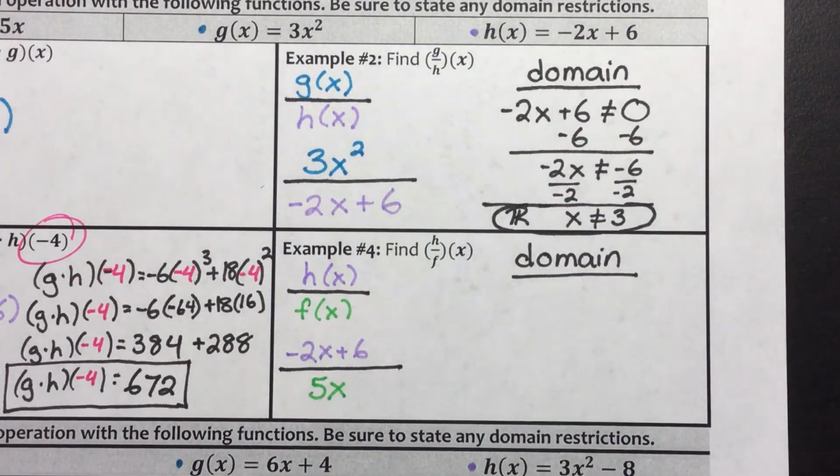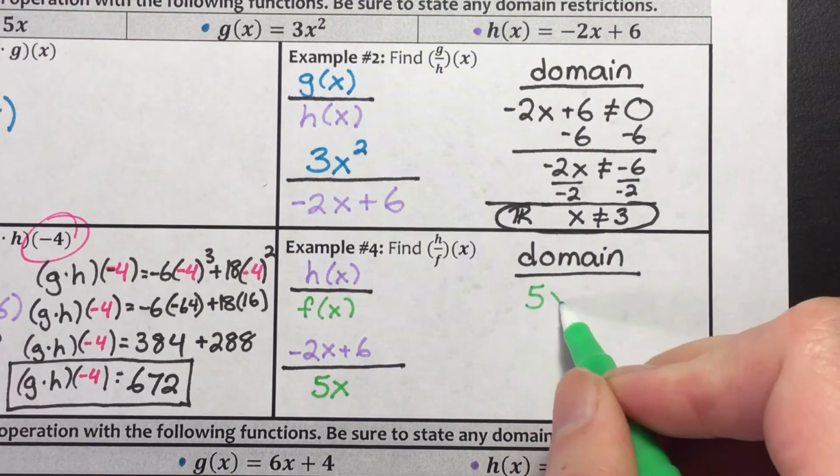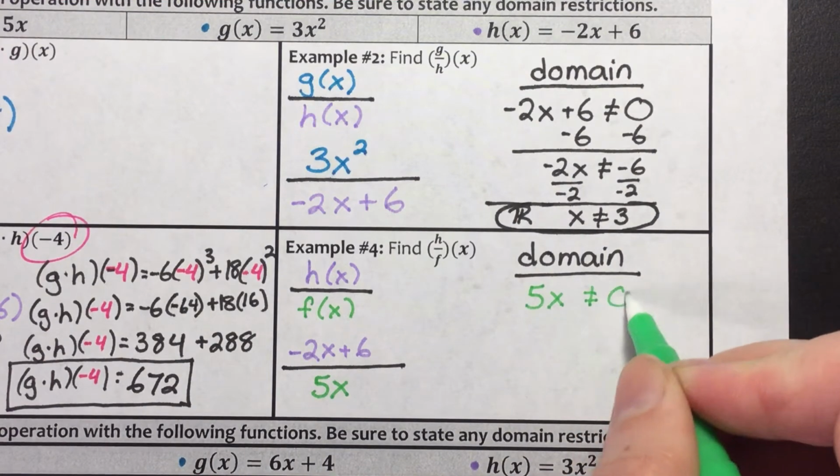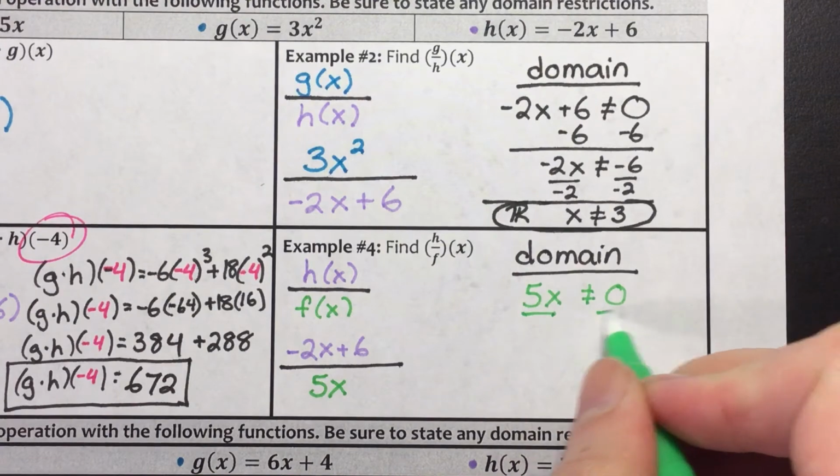Okay, our domain is that x can be any number it wants to be, except for whatever makes that denominator equal 0. So let's take that 5x and set it not equal to 0, and let's solve that. Okay, let's divide both sides by 5.